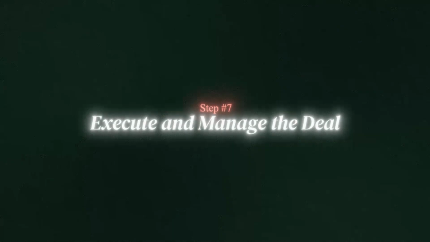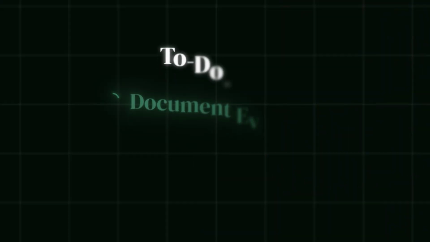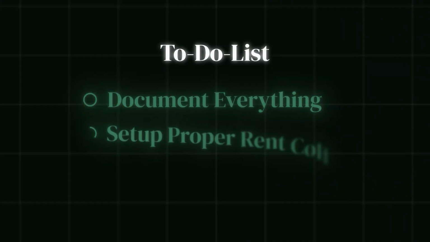Step number 7, execute and manage the deal. This is the real determination of success that separates those who fall off from those who succeed. Document everything. Sign your lease option agreements with both parties in front of a real estate attorney. Set up proper rent collection mechanisms. Use a property management system or service and never accept cash. Always document payments. Make sure the non-refundable deposit is in certified funds. Ask me how I know.